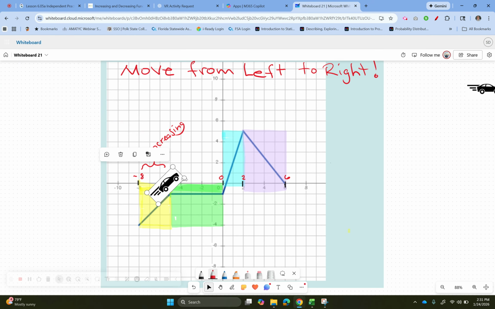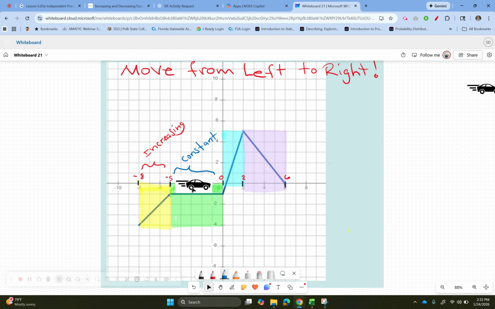But what happens when the car gets to -5? If the car wants to continue traveling, it's going to be traveling in a section that is flat. You can see the car is completely horizontal. So we say that the section I highlighted in green, from -5 to 0, is constant, because that section is flat. The car is completely horizontal.